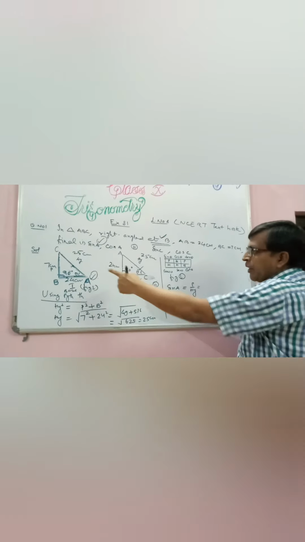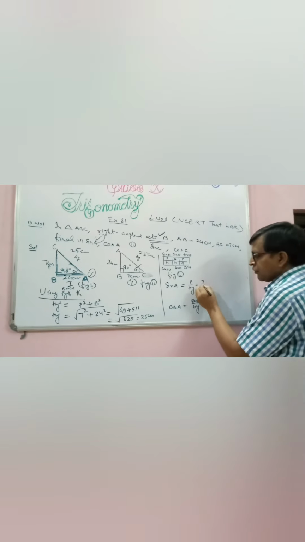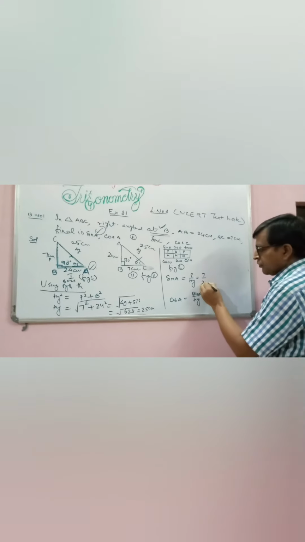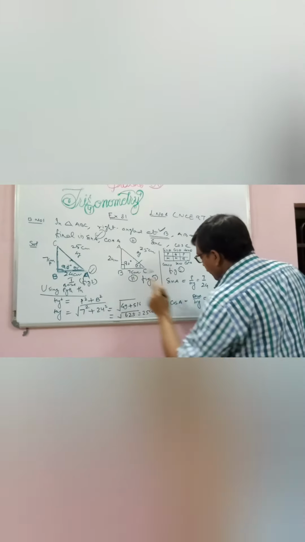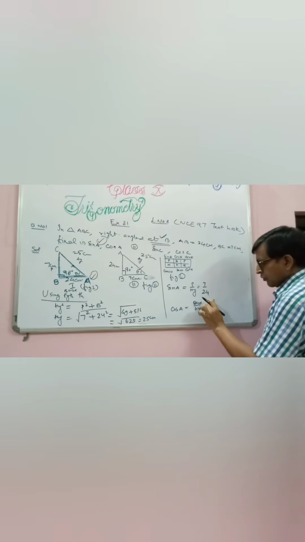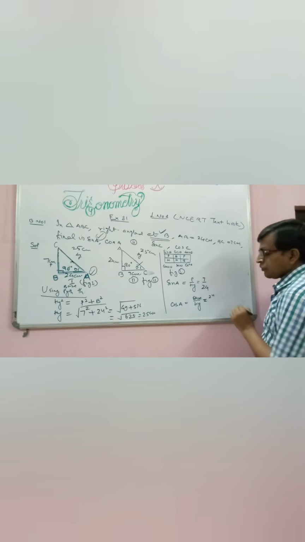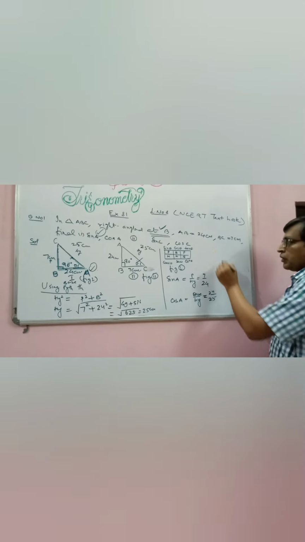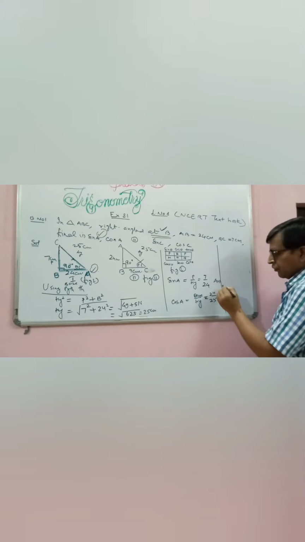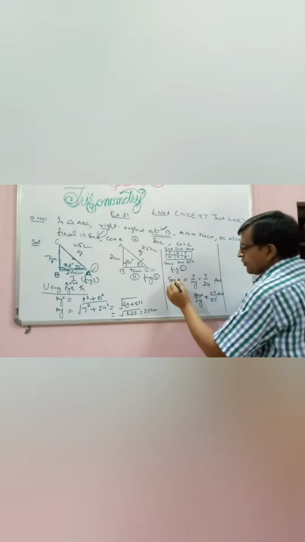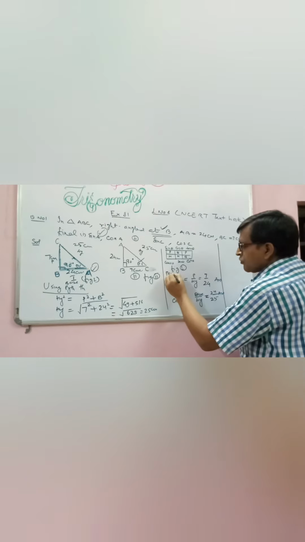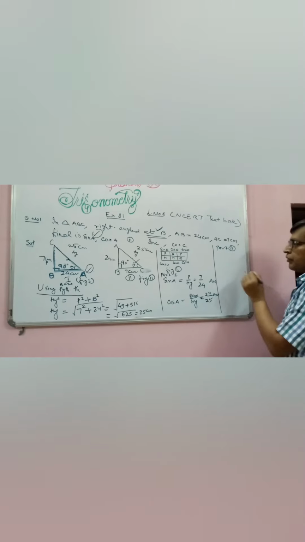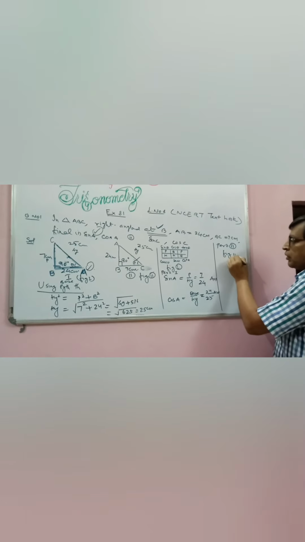Now you put the value: perpendicular 7, hypotenuse you check there, 24, base 24, hypotenuse 25. This is the answer for the first part. Now the second part, figure second.